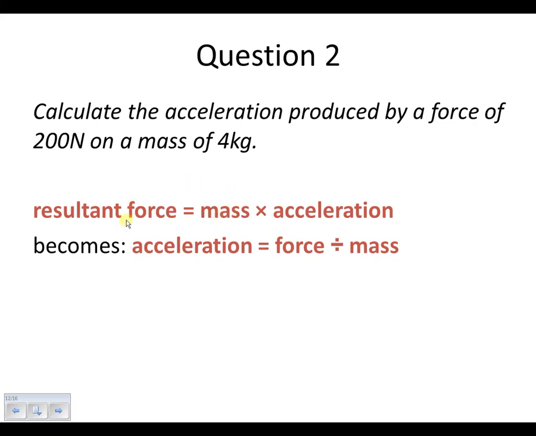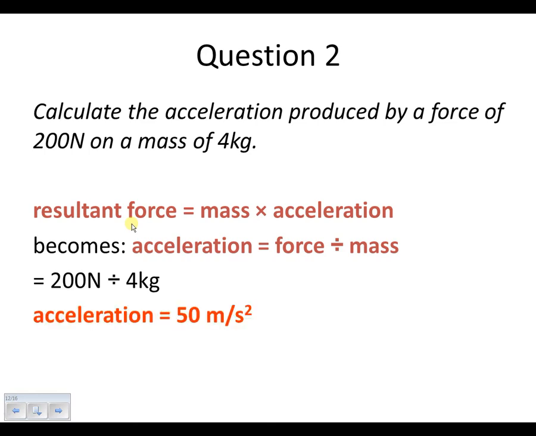Let me teach you a simple way to do this. Mass needs to move to the other side, so acceleration is left by itself. Mass was multiplied. When it crosses the equal sign, it does the opposite function. The opposite of multiplication is division. So acceleration is equal to force, which was there already, divided by the mass. Force was 200 newtons. The mass was 4 kilograms. Therefore, acceleration is 200 divided by 4, which is 50, and the unit is meters per second squared.